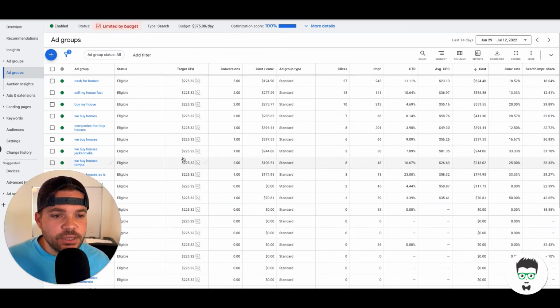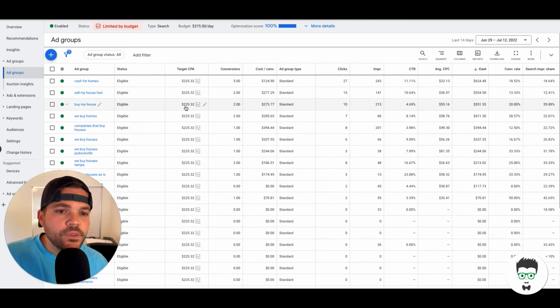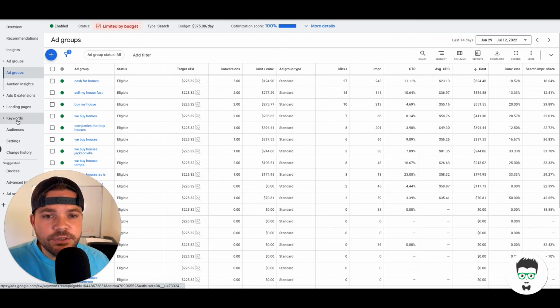And then as you can see, we have a target CPA of $225. And then since we're actually getting the leads at $205, that's great. So we're well under our actual target CPA, which is great. So let's take a look at the keywords that we're using for this.